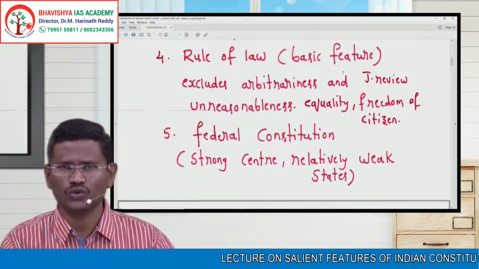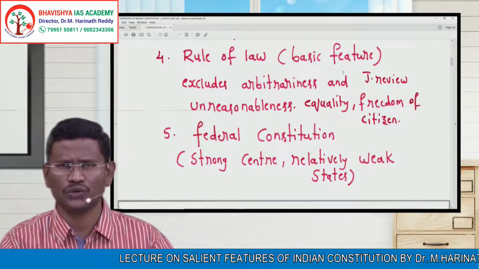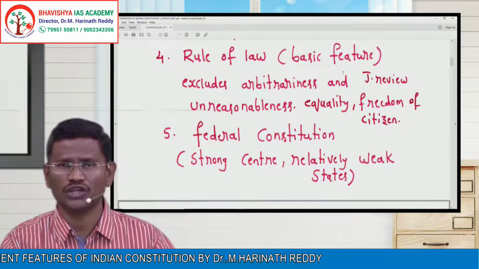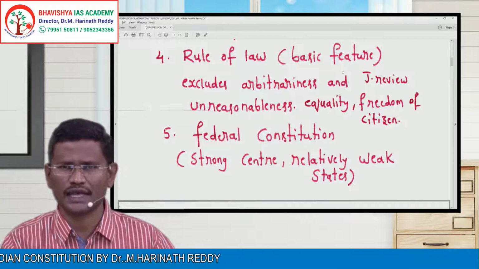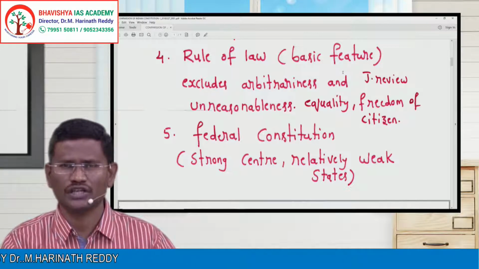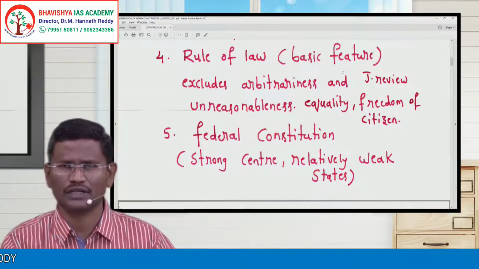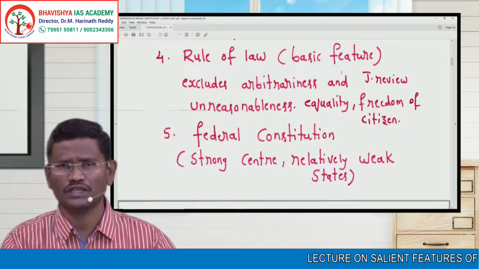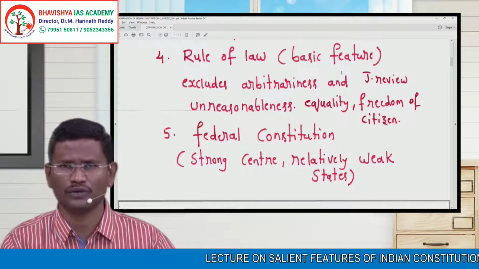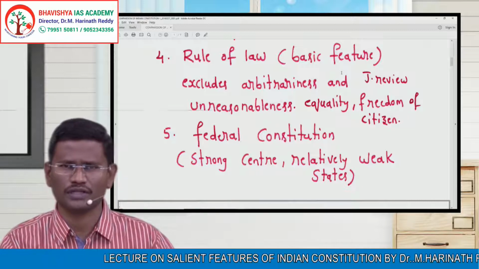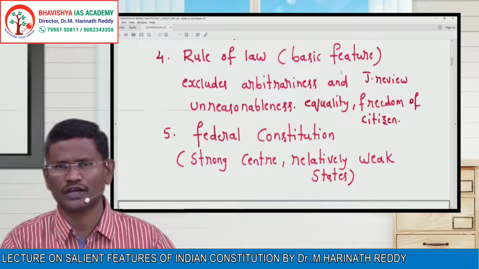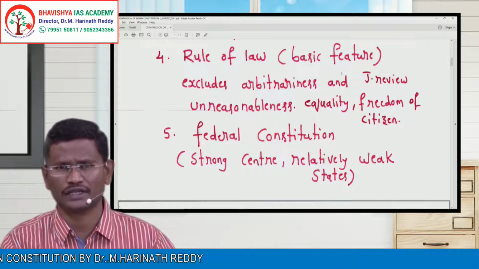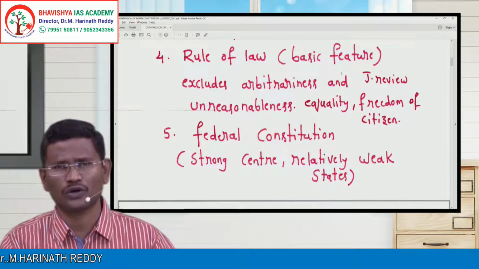Remember, Article 246 under 7th schedule divides the powers between the central government and state government. 11th schedule under Article 243G divides the powers between the state governments and Panchayati Raj institutions. 12th schedule under Article 243W divides the powers between the state governments and urban local governments. So there is a division of powers not only between the center and the states. There is division of power between the state and local governments.